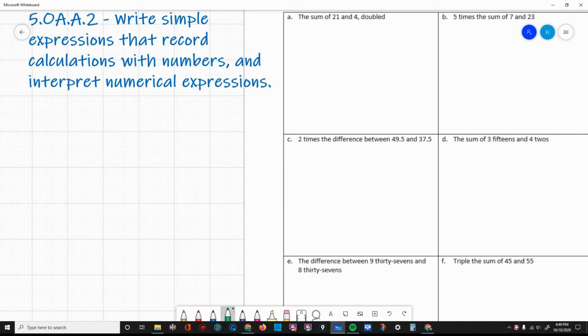And A wants us to do the sum of 21 and 4 doubled. The sum of 21 and 4 doubled. And I'm sure we all remember sum equals the answer to addition. Answer to addition. Alright, and we go ahead and do a little model on a couple of these.